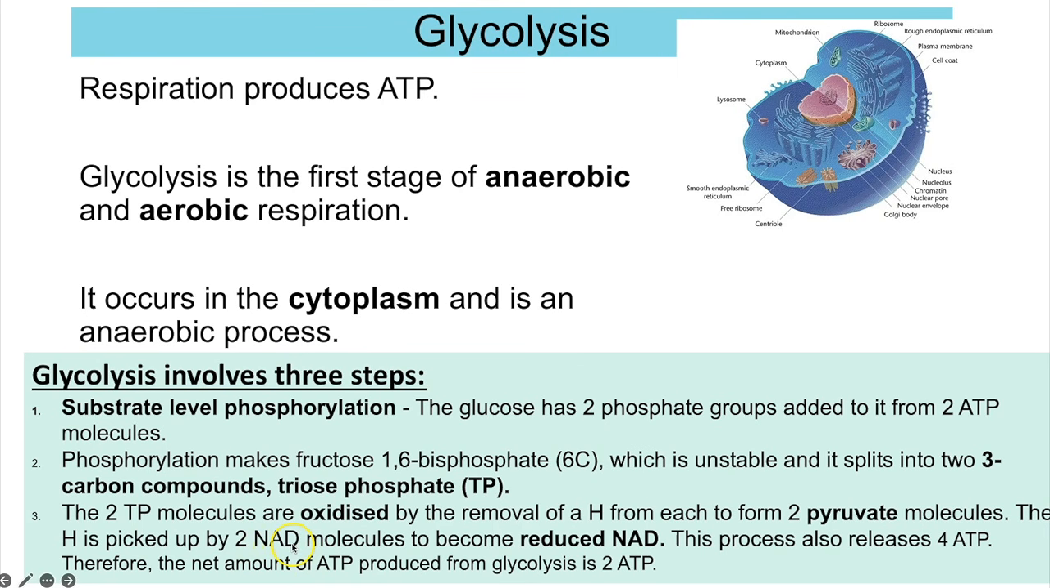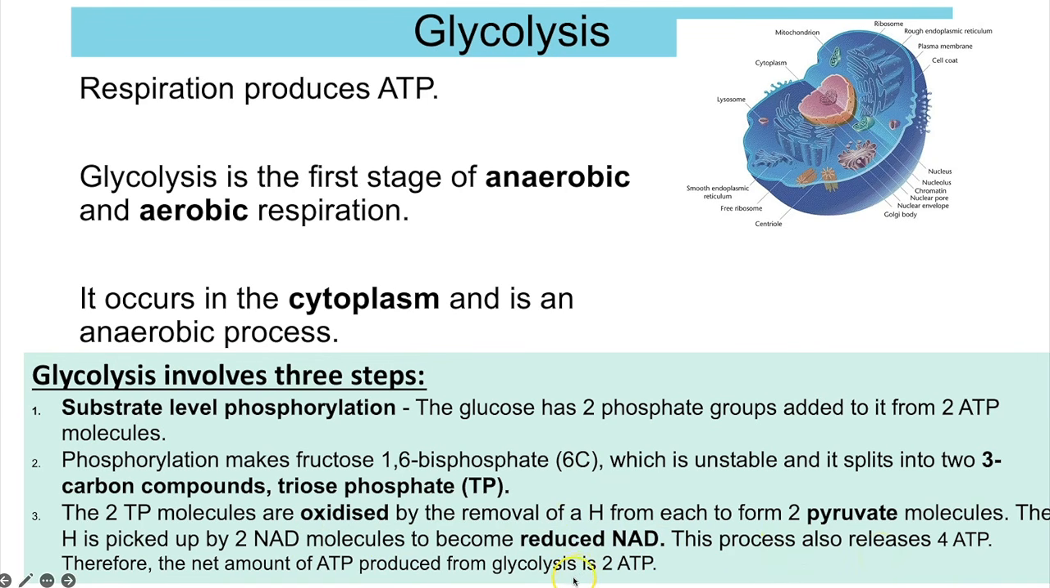And we have NAD gaining the hydrogen that's been lost, and therefore it's gained an electron. And reduction is gain. So if you think of OIL RIG, oxidation is loss, reduction is gain. So reduction is gaining an electron, and if you pick up the hydrogen, you are gaining an electron. So you can call it NADH or reduced NAD. And that stage 3 also releases 4 ATP molecules.